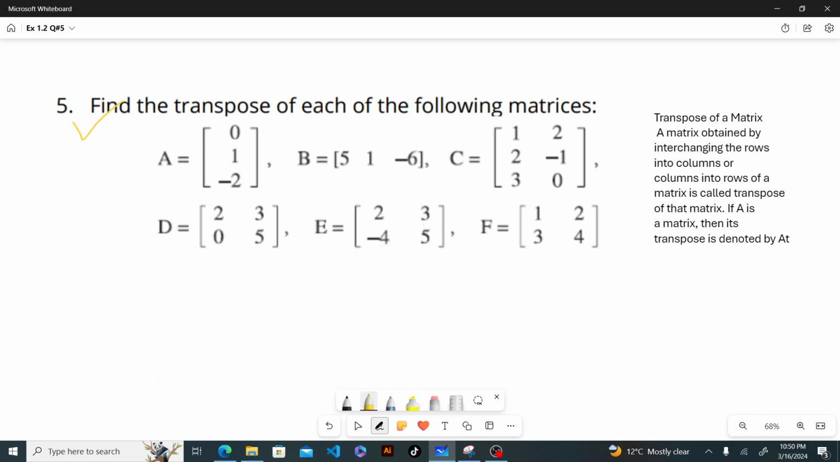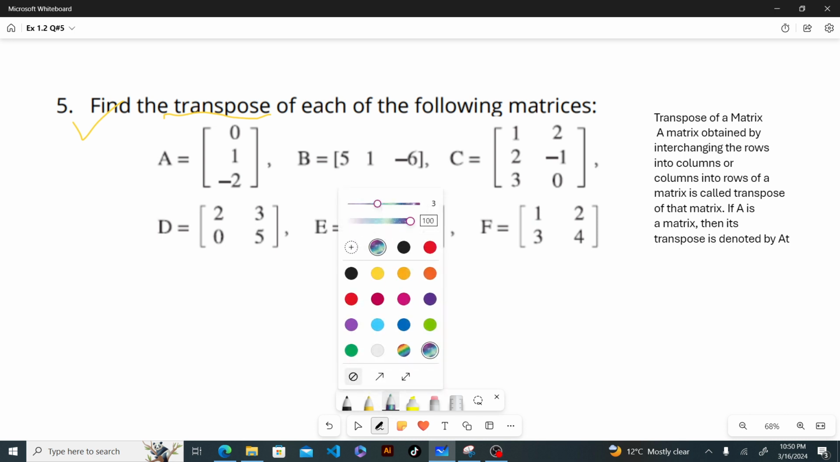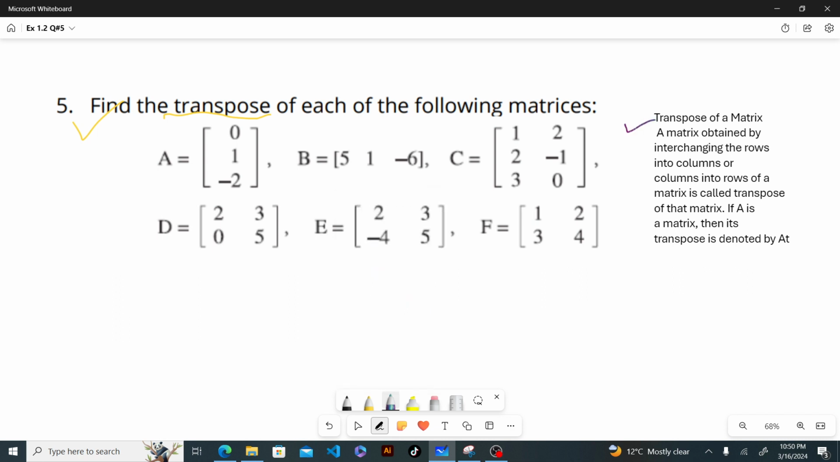So the question is, find the transpose of each of the following matrices. To do this question, we first need to understand what it means by the transpose of a matrix. Here I have found out what the transpose of a matrix is.